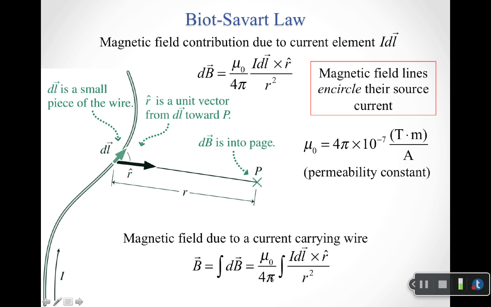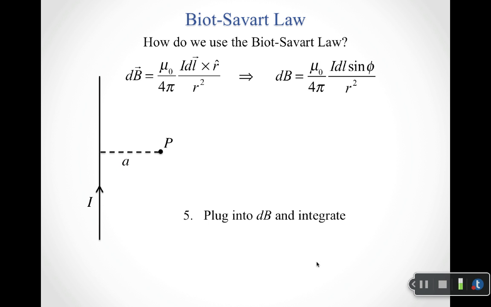So I'll do it with an integral. Again, the mu naught over 4 pi just comes out, and so I'm left with an integral of this piece. What we'll see is that there's a process we can use to convert this into something that's actually doable as an integral. So what's that process? How do we use the Biot-Savart Law?